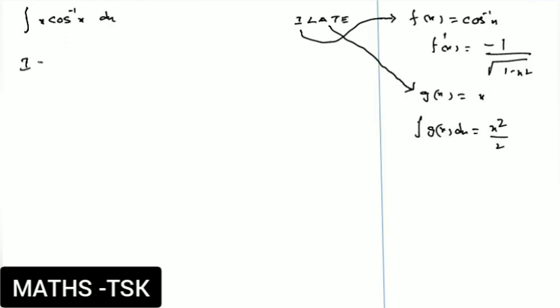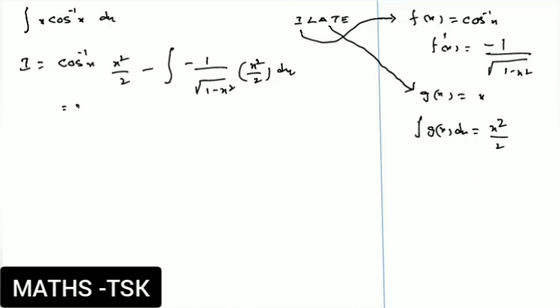Now if you go for the formula, I is equal to f of x integration of g of x minus integration of f dash of x. Integration of g of x is x square by 2 into dx. So there is x square by 2 cos inverse of x minus 1 by 2 into integration of minus x square by root of 1 minus x square. You add and subtract minus 1.